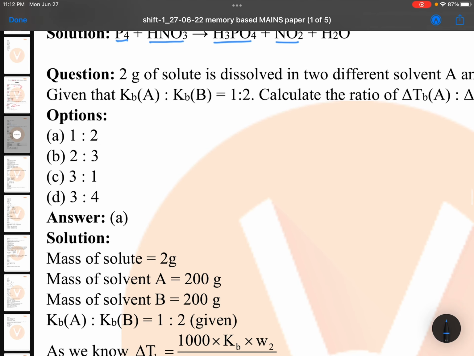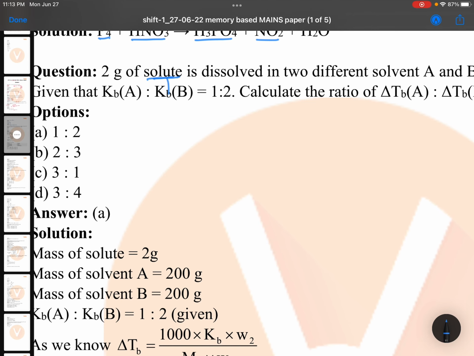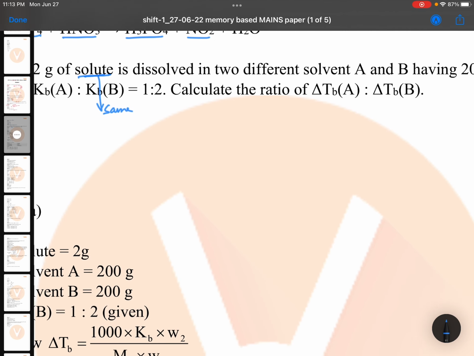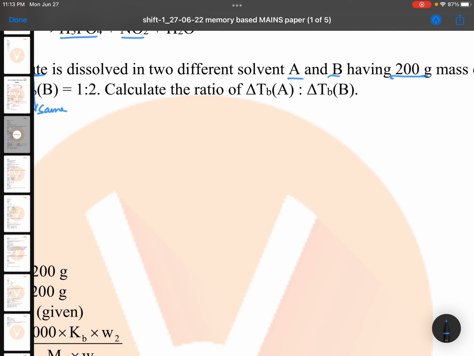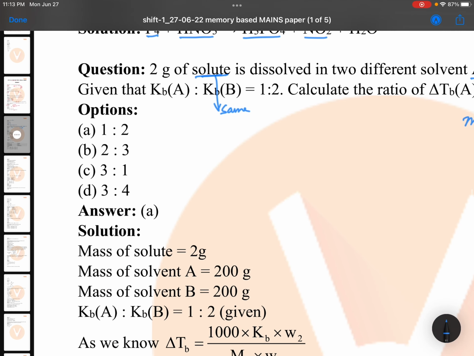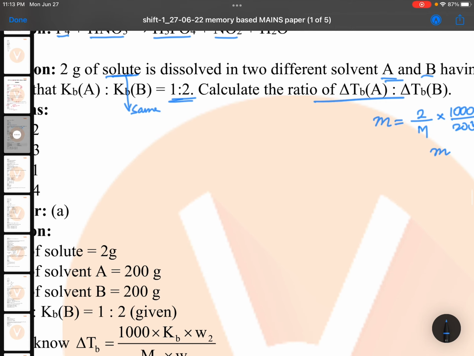2 grams of solute is dissolved into different solvents A and B having 200 grams mass. 2 grams of solute means the same solute, so the molecular mass is also the same, and the mass of solvent is the same, so molality is the same. Two different solvents, but the mass is the same. That means both have the same molality. What is asked is: Kb values are in the ratio of 1:2. Calculate the ratio of delta Tb of A and B. Delta Tb is equal to Kb into molality.